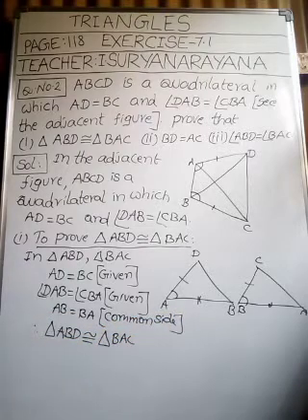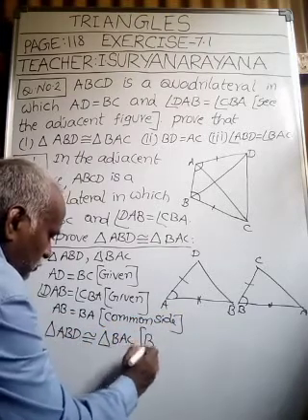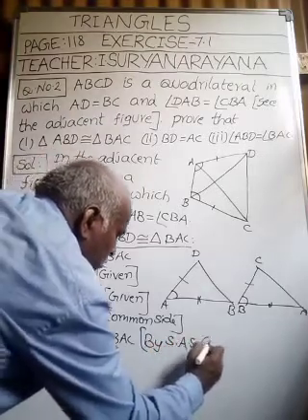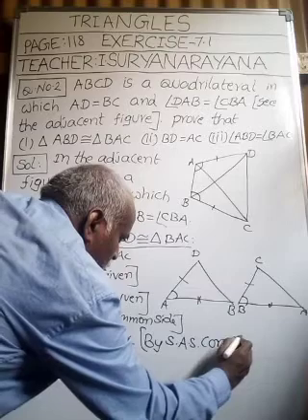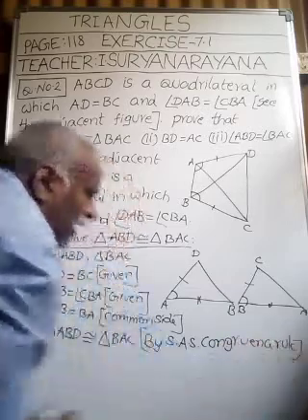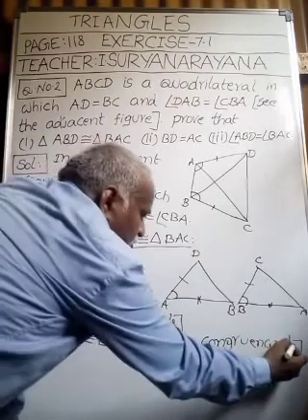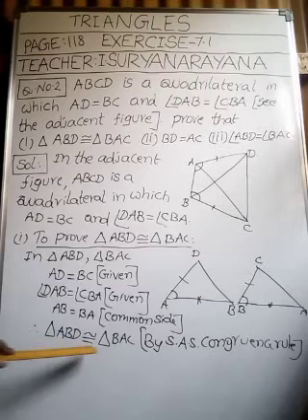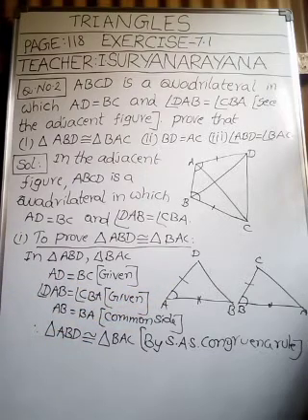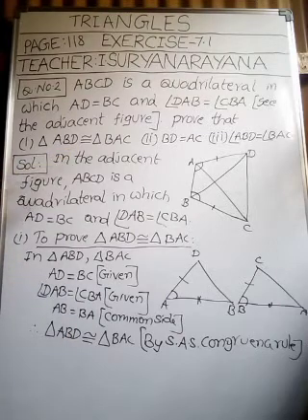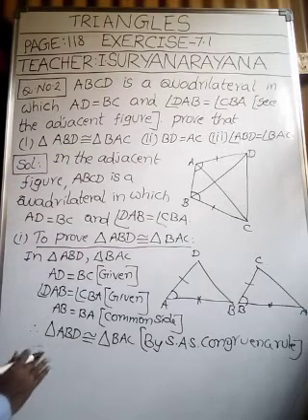Okay, my children? So, by SAS congruence rule, we have proved that these two triangles are congruent triangles. Understood this point, my children? So this first part is over. Hence proved. Okay, my children.